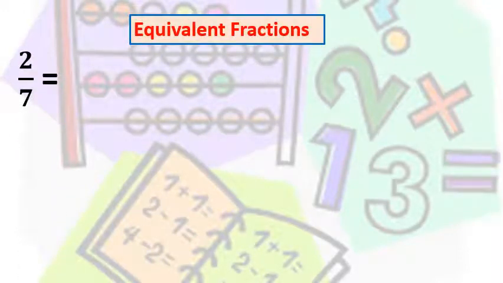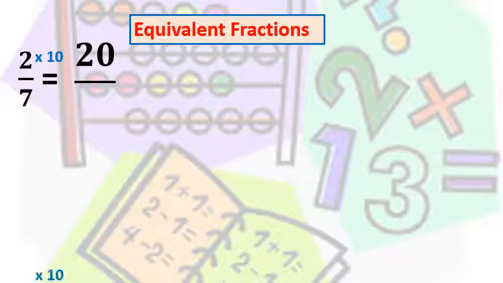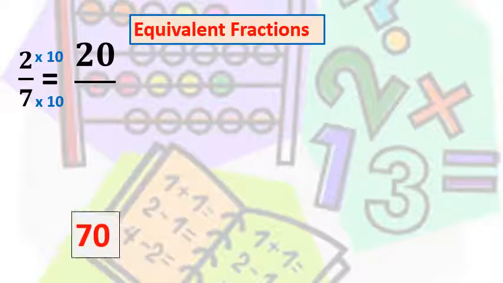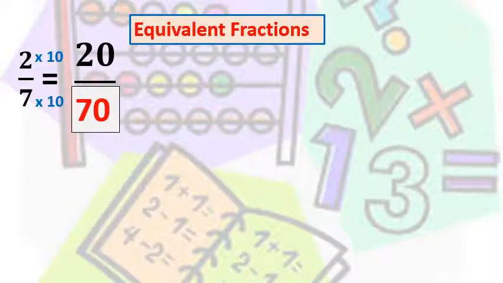Let's look at the following fraction. 2 over 7 is equal to 20 over what? So we're thinking in this manner. How did the 2 become a 20? Did the number get bigger or smaller? Since it became bigger, this means we're going to multiply. Multiply by what? We're going to multiply by 10. By 10, the denominator also, so the answer is going to be 70.